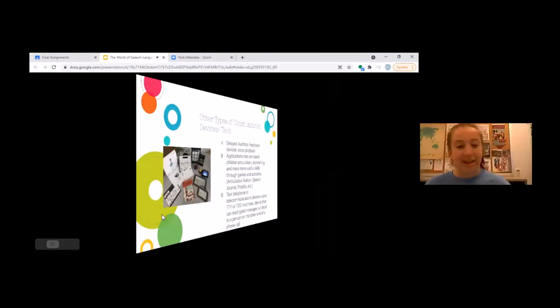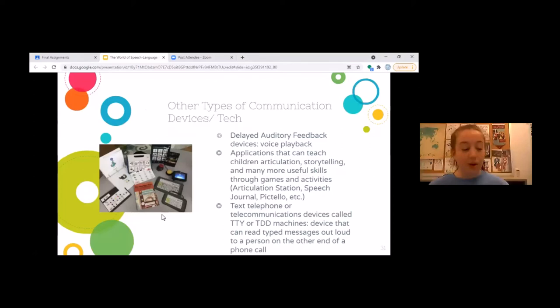There you go. Okay. So you can see that there's one augmentative and alternative communication device, but there's also so many others. Besides the one that I'm listing, there's also ones where it's just a board with certain categories instead of just the technology, a more basic version without the technology. But there's also, as you can see, delayed auditory feedback devices that play back your voice in your head to get rid of a stutter and help you through that process. There's also applications that can teach you, and children mostly, articulation, storytelling, and many more useful skills through games and activities. Articulation Station, Speech Journal, Pictello, and so many more. And there's also text telephone or telecommunication devices called TTYs or TTD machines. And these are devices that can read typed messages out loud to a person on the other end of a phone call.